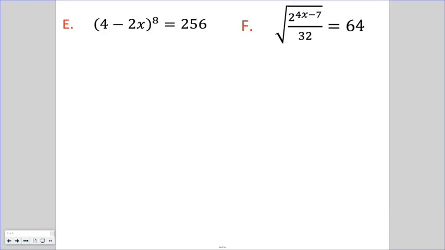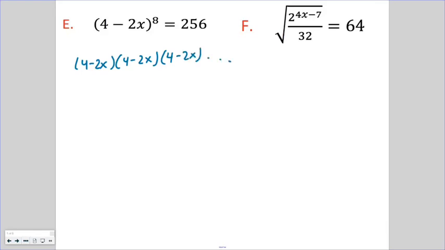Okay, so then we move on to E, and E is a little bit trickier. So now x is no longer in the exponent. So we're not looking to get the bases the same on both sides and then set the exponents equal to one another, because we're solving for x now, and x is not in the exponent, it's actually a base itself. So I've got to figure out a different way to manipulate things to get x by itself. The first thing we need to do is figure out how to get rid of that power of 8, because I don't want to sit there and multiply 4 minus 2x times itself 8 times.